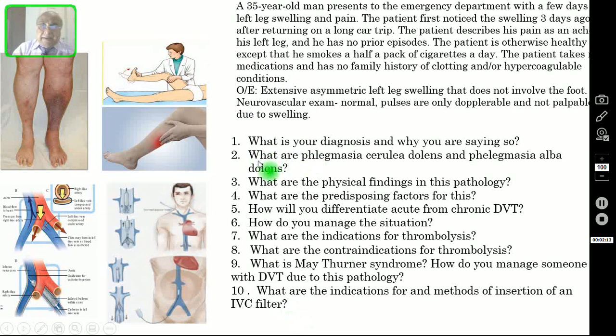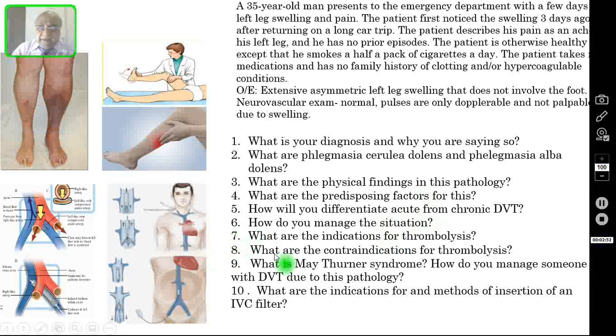Question number 1, what is your diagnosis and why are you saying so? Question number 2, what are phlegmasia cerulea dolens and phlegmasia alba dolens? Question number 3, what are the physical findings in this pathology? Question number 4, what are the predisposing factors for this pathology? Question number 5, how will you differentiate acute from chronic deep vein thrombosis? Question number 6, how do you manage this patient?